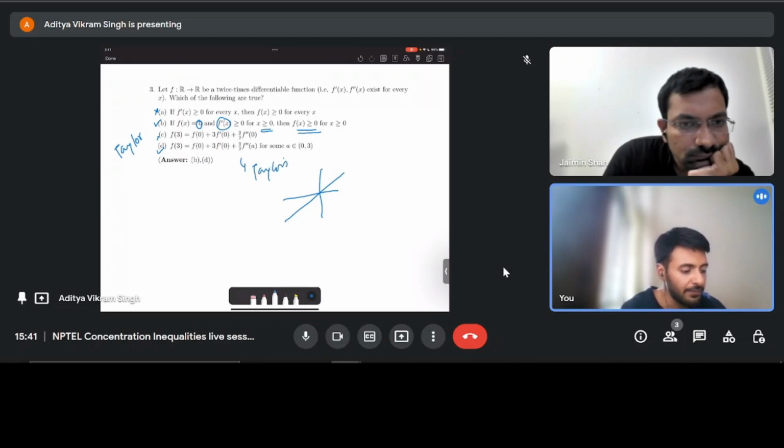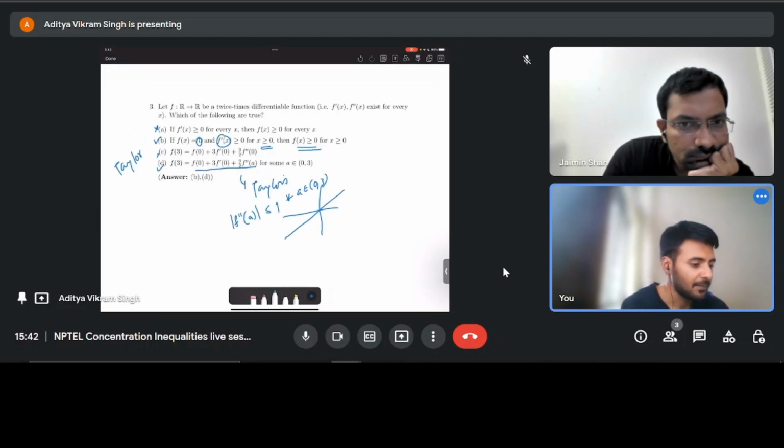And now if you have some guarantees like f dash a is less than equal to say 1 for all a in 0 comma 3, then you can get some guarantees. So yeah, but the original Taylor theorem is this. Okay.